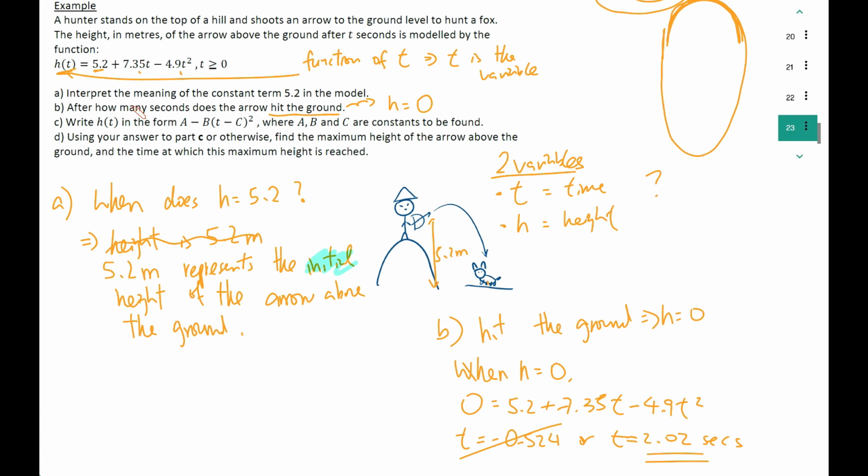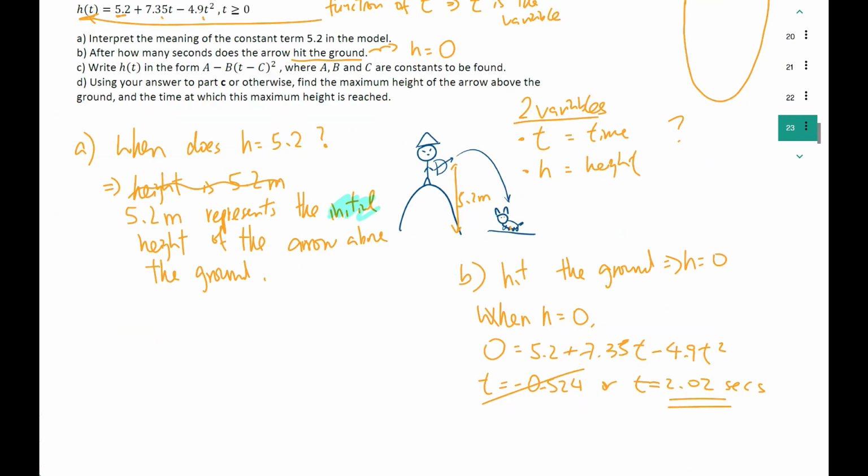Part C. Write h of t in the form of a minus b bracket t minus c squared. Do you remember what form is this? Yes, completing square form. So we need to be able to complete the square for part C. So let me change the color. Part C. So let me rewrite the question. So h of t equals 5.2 plus 7.35t minus 4.9t squared.